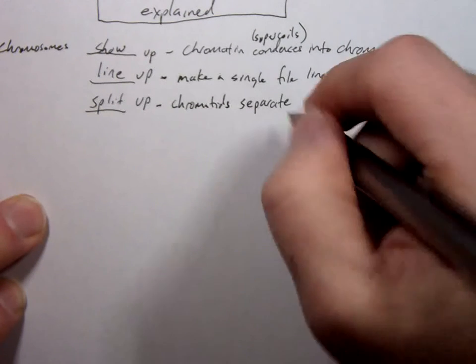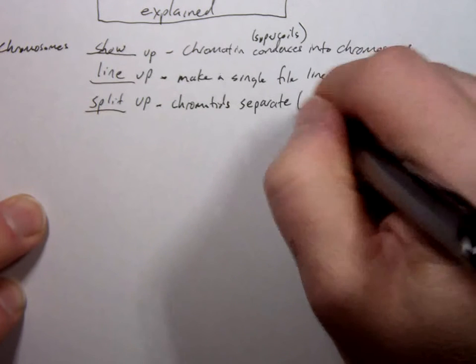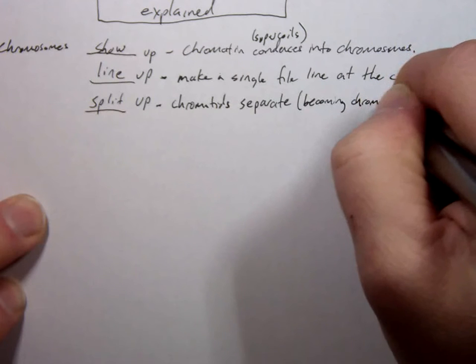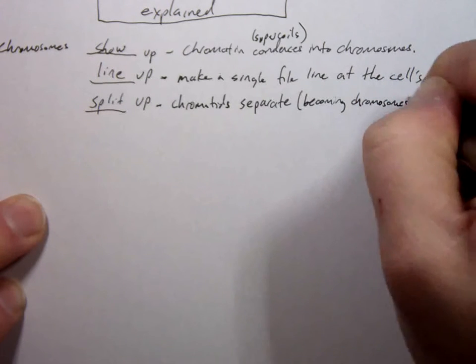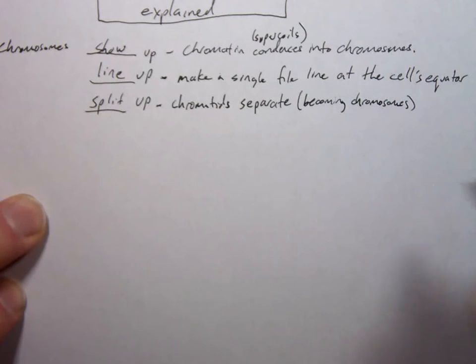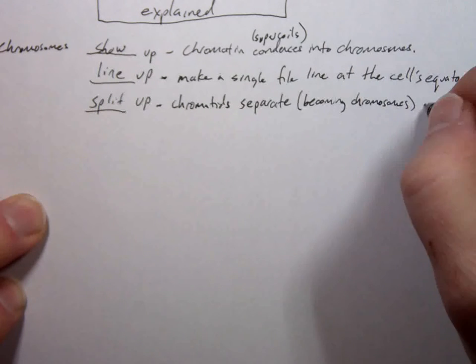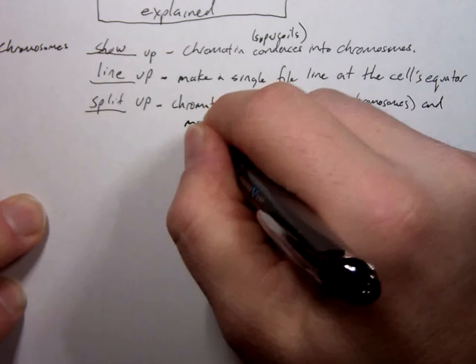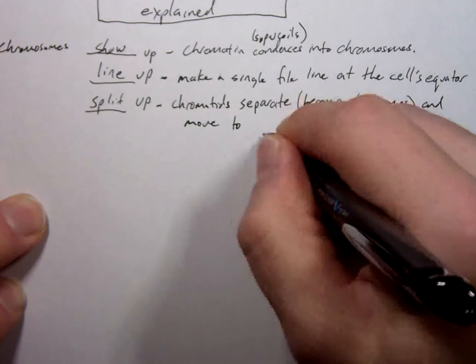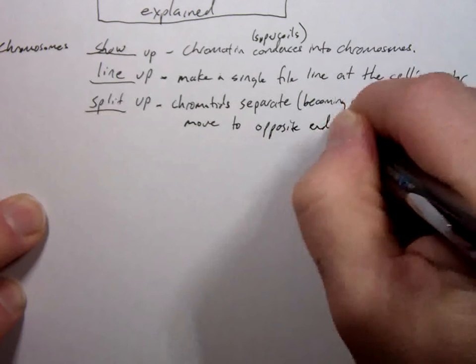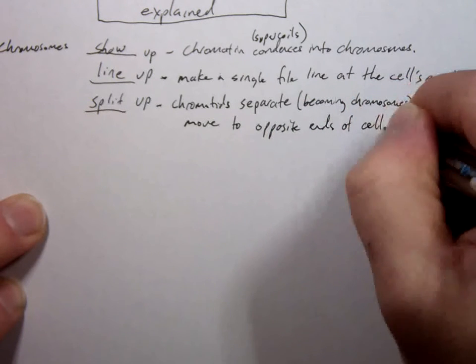Chromatids separate, becoming chromosomes. They're only chromatids of a chromosome until they separate. When they separate, they're their own chromosome, becoming chromosomes. And move to opposite ends of the cell. Okay.